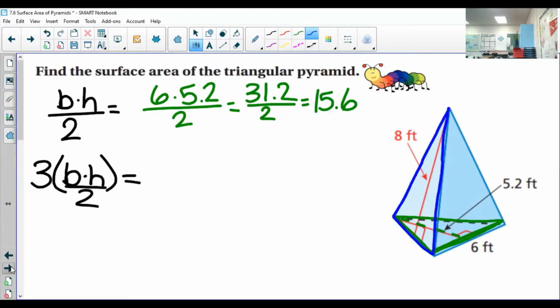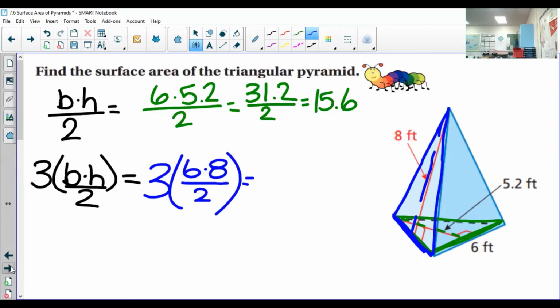Okay, now let's do the sides, which is this one right here. Okay, we know the base is the same all the way around, so our base is 6, and the height they tell us is 8. So I'm going to do 3 times 6 times 8 divided by 2. So we got to do our math here. 6 times 8 is 48, and 48 divided by 2 is 24.